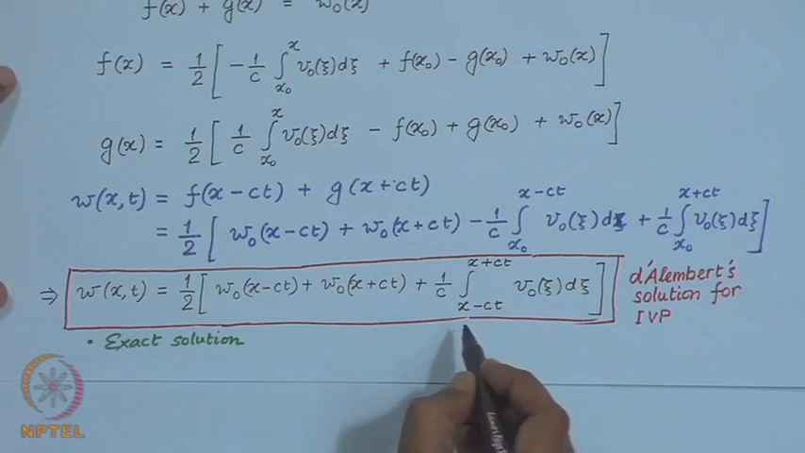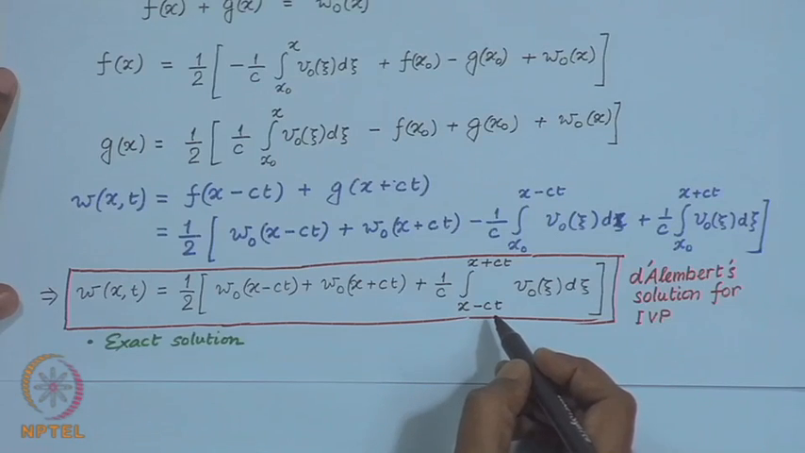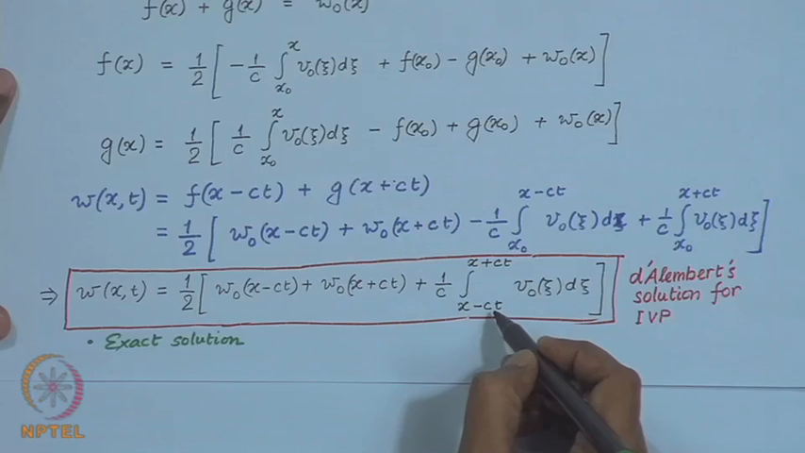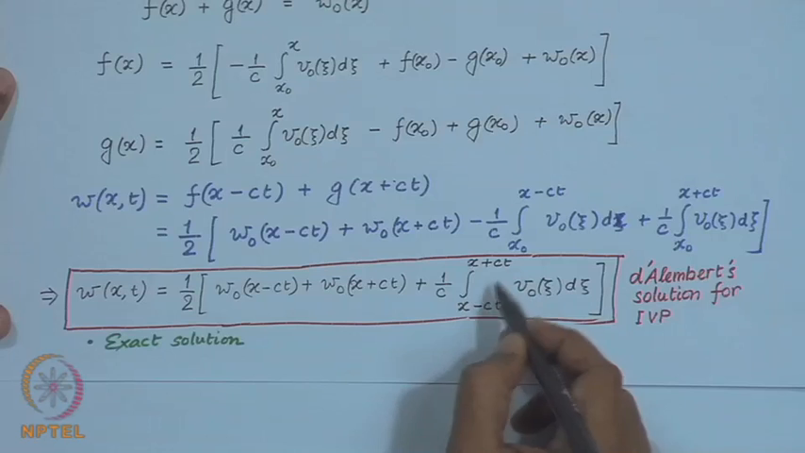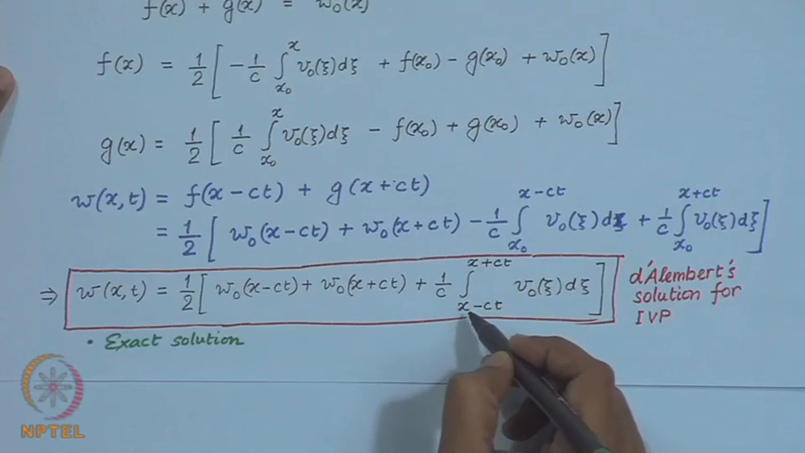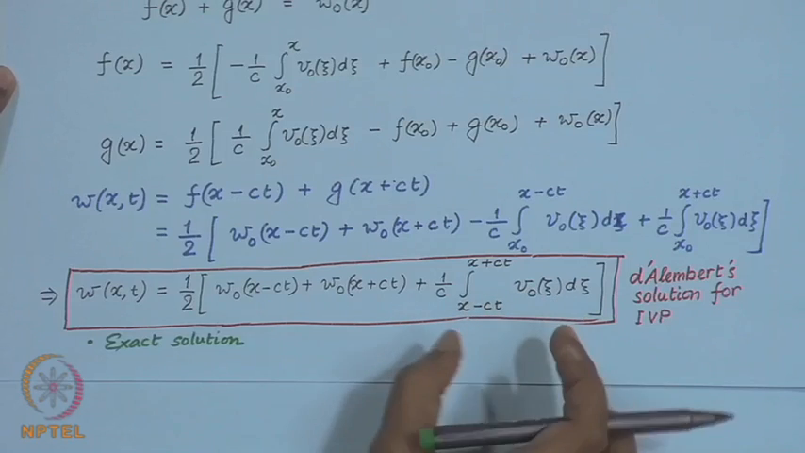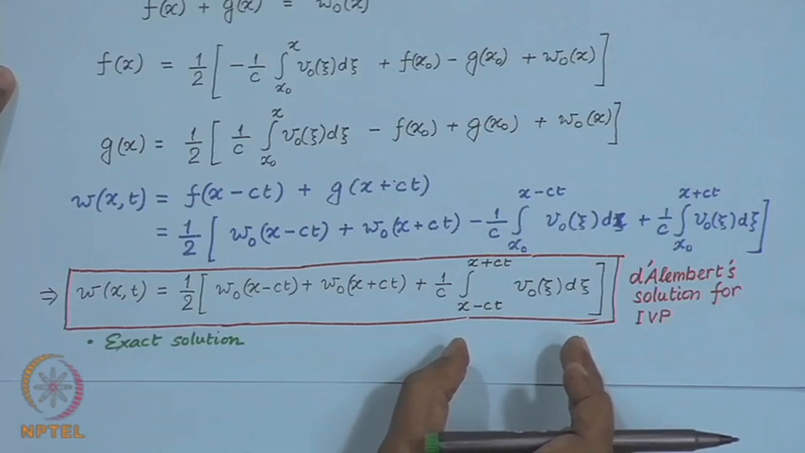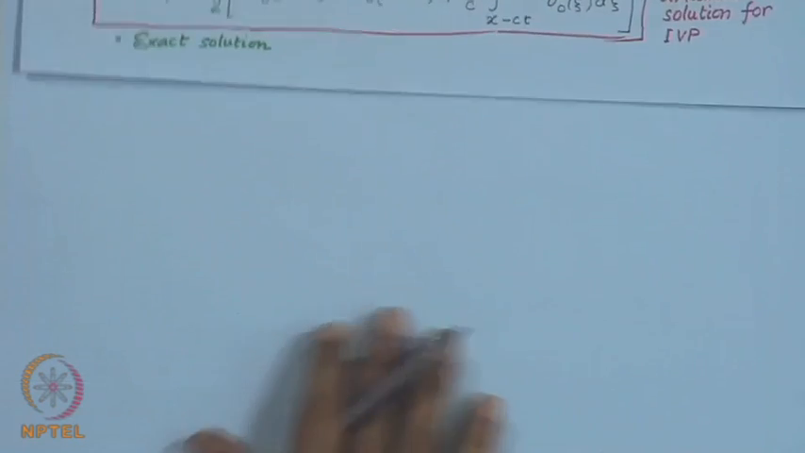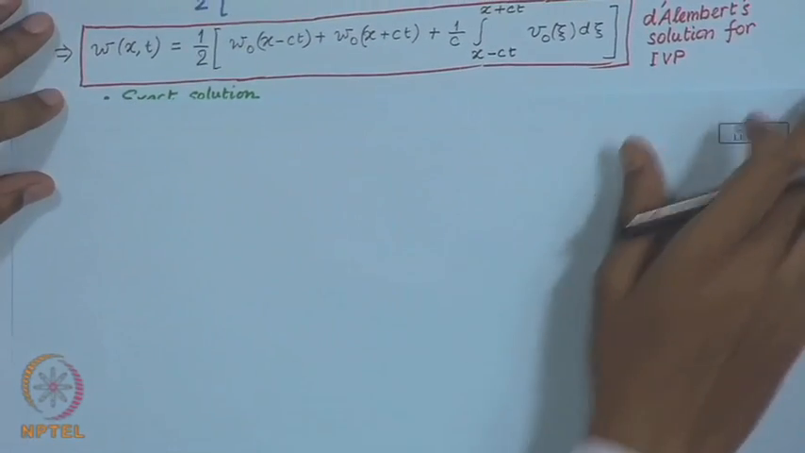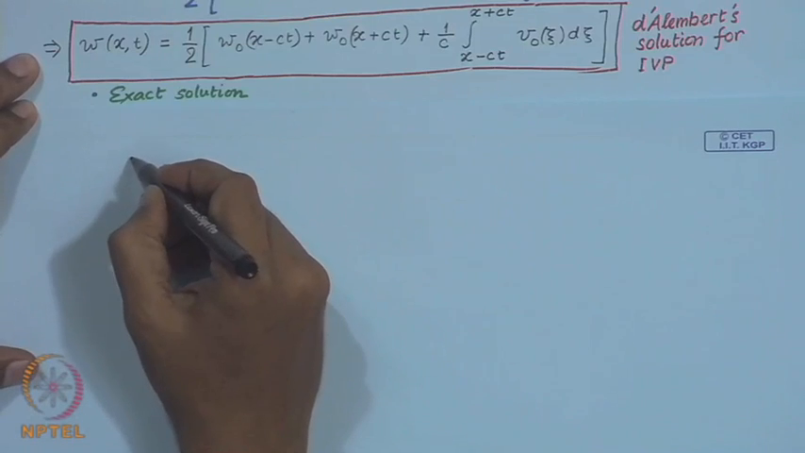The next thing to observe is the solution is dependent on the velocity distribution, since this is an integral. So, the initial velocity distribution is integrated from x minus c t to x plus c t. So, therefore, the velocity distribution in this range is of importance for the solution. So, let us understand this in the space time diagram, what we have discussed in the previous lecture.